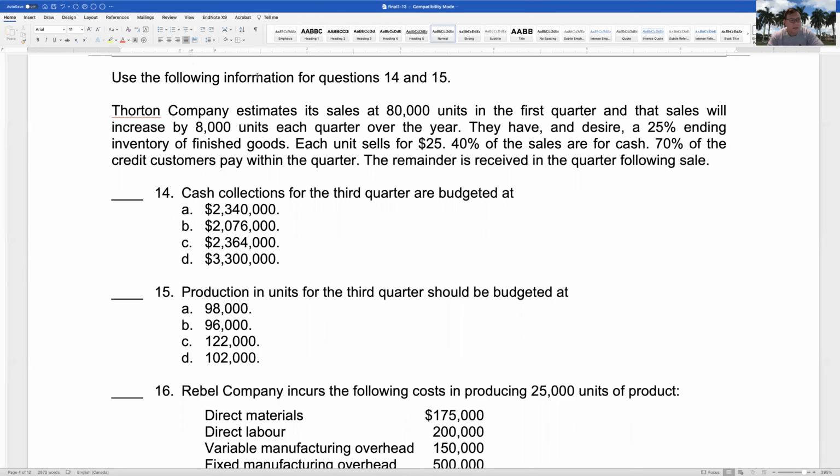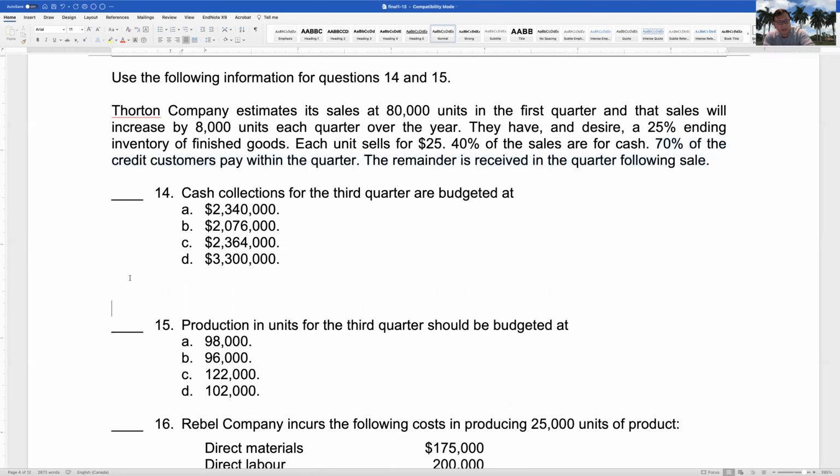Okay, so now let's take a look at question 14. Cash collections for the third quarter are budgeted. So we are saying each unit sells for $25, 40% of the sales are for cash, and 70% of the credit customers pay within the quarter. You just have to read the question very carefully. First we know sales in Q1 are 80,000 units, and the sales will increase by 8,000 units each quarter over the year.